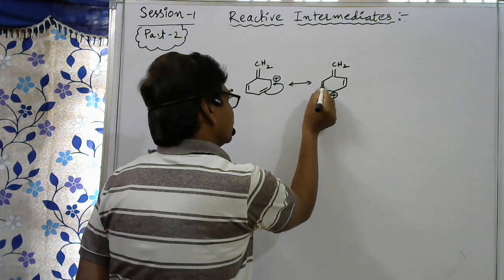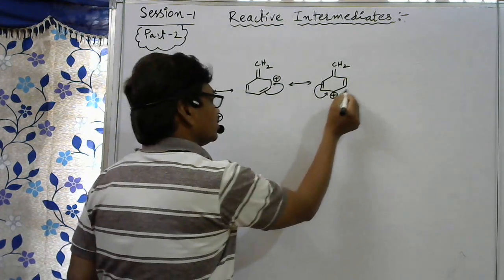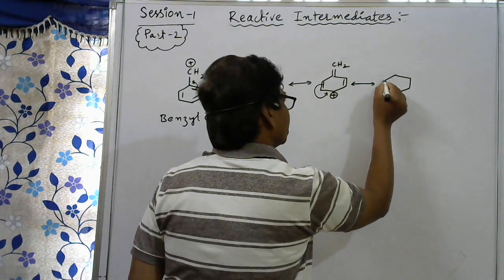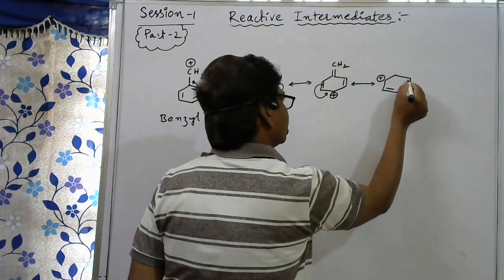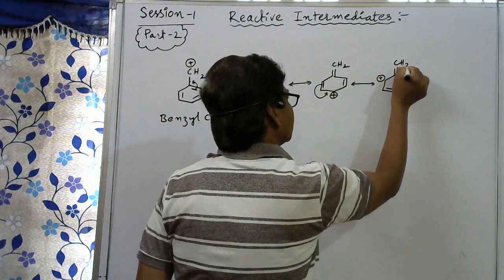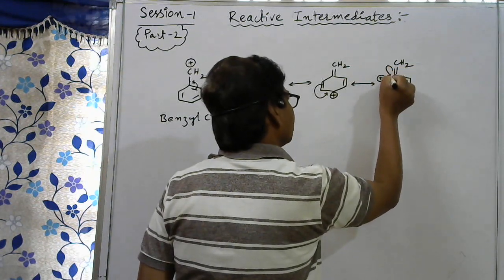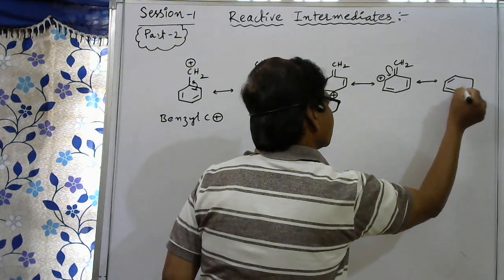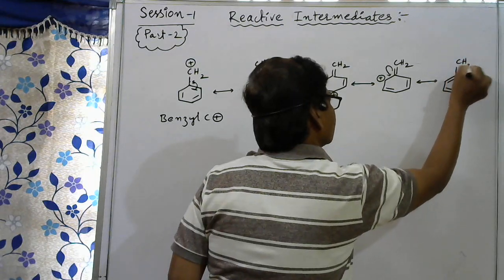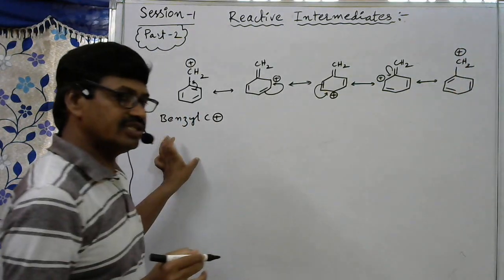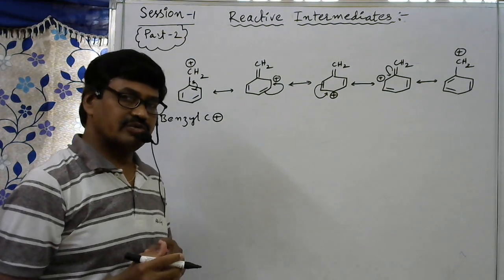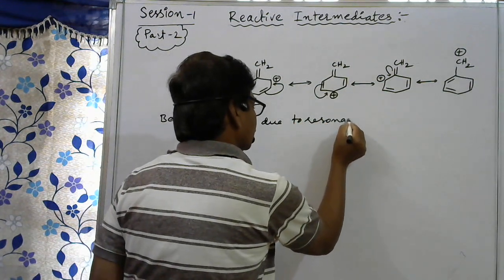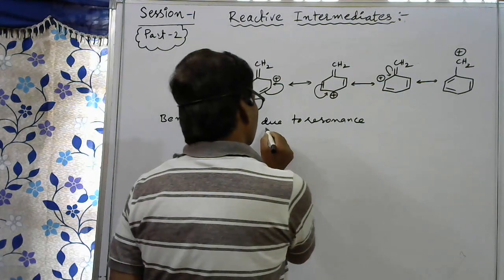Then similarly, this pi electron pair shifts from here to here to compensate this positive charge. Here this carbon gets positive charge. Here double bond, here double bond, CH2. Then lastly this bond again, this pi electron shifts from here to here. Like this, we get 5 resonance forms, including the first and last, for this benzyl carbocation, otherwise called phenyl methyl carbocation. Due to resonance, it will get more stability.